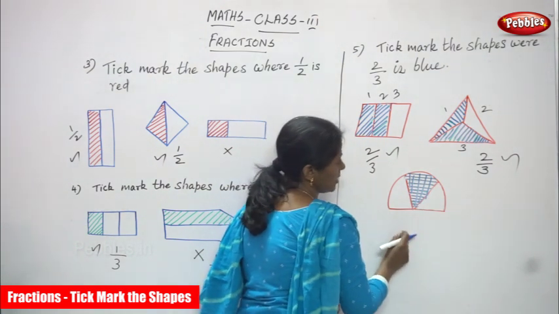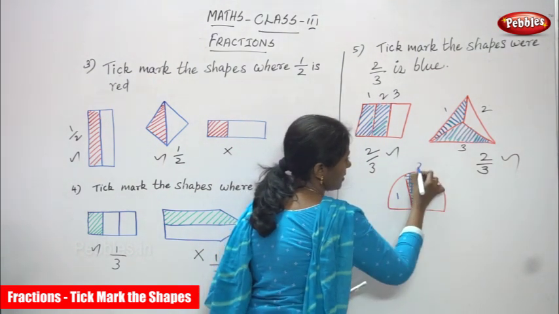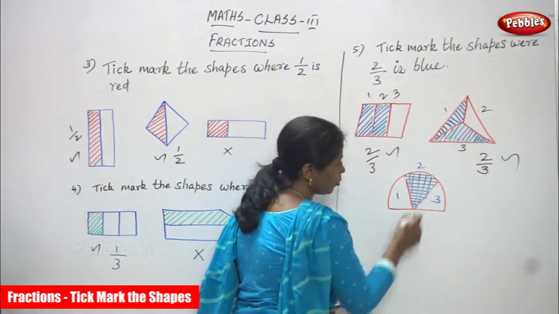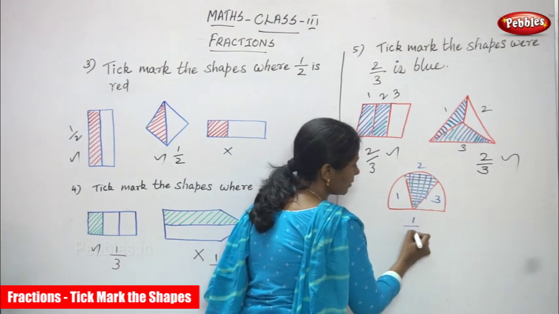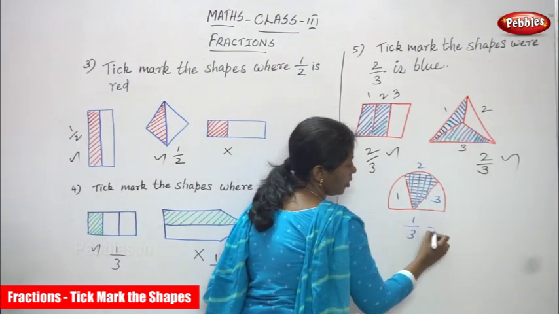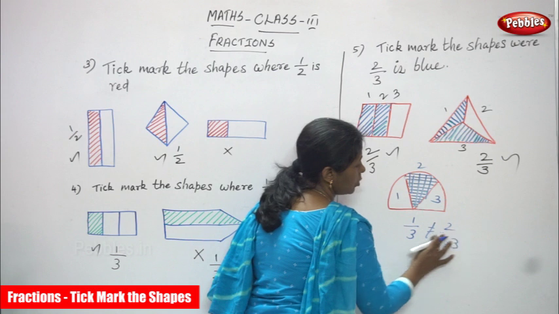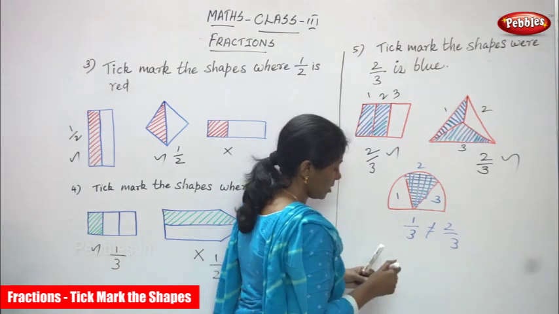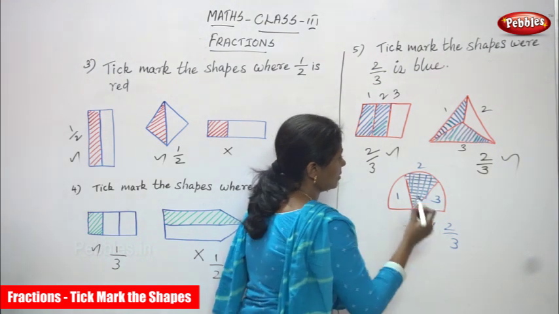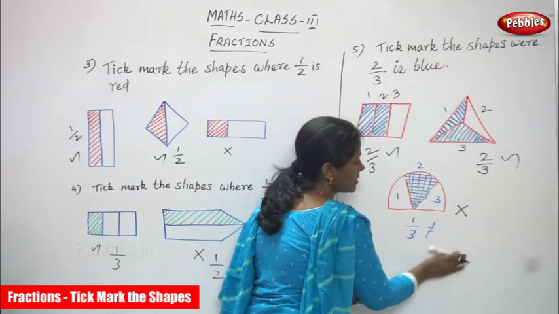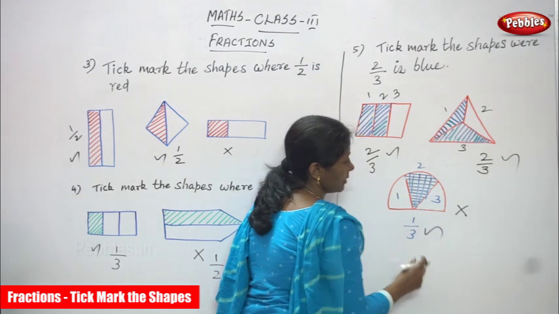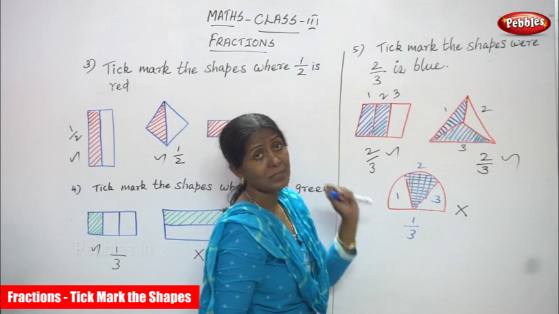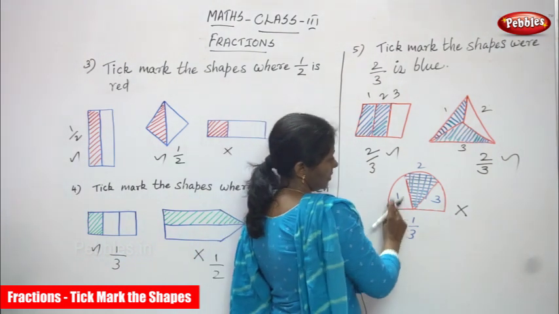So this is the first part, this is the second part, and this is the third part. But how many parts did I shade? Only one part. So it comes under 1/3, but not 2/3. So it does not come under this heading. So I put a wrong mark. The answer 1/3 is a right answer, but I put a wrong mark because it does not come under this heading, because actually this is a semicircle.